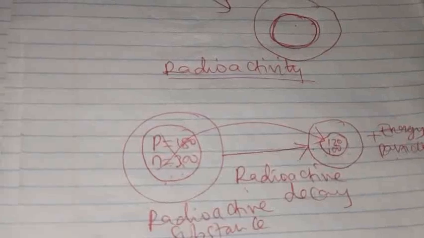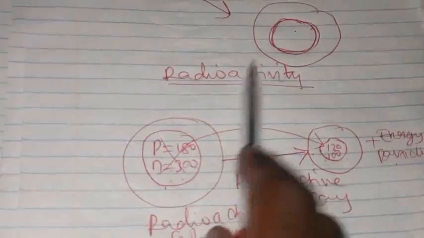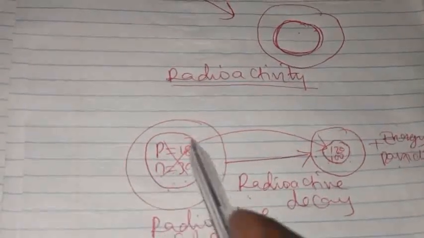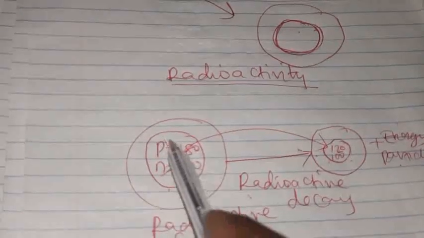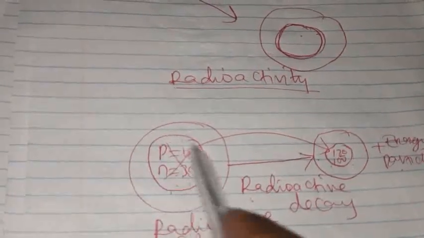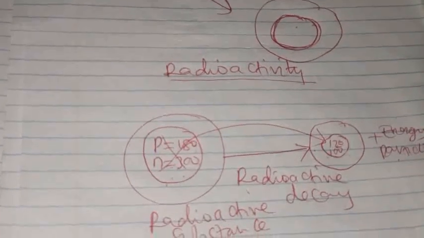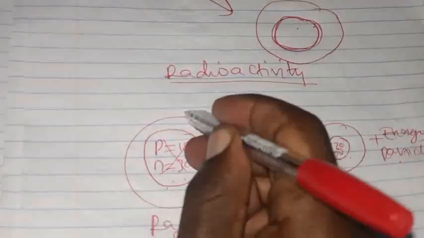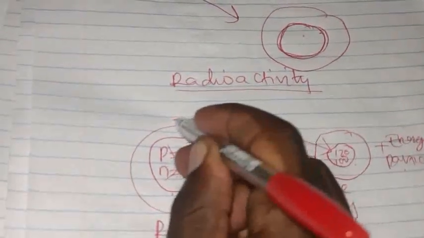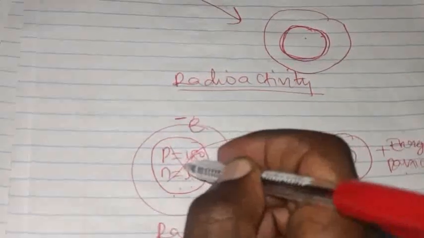So in other words, when someone talks about radioactivity, it is a nuclear reaction. Why? Because it only involves the protons and neutrons in the nucleus. So it won't qualify to be called a chemical reaction, because chemical reactions only involve electrons in the energy levels, and electrons are not found in the nucleus.